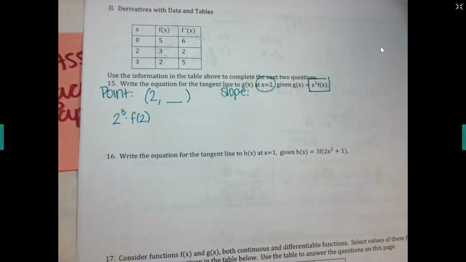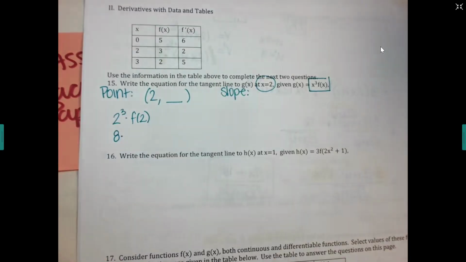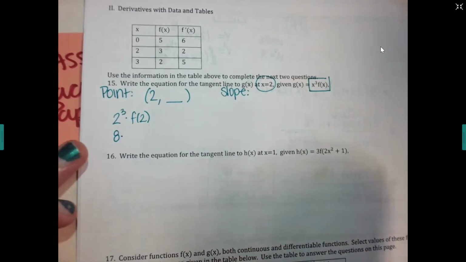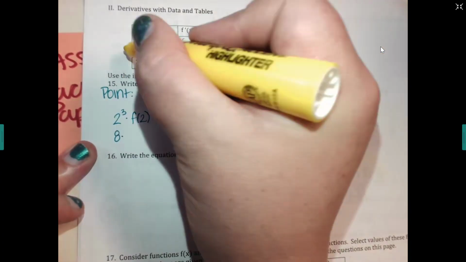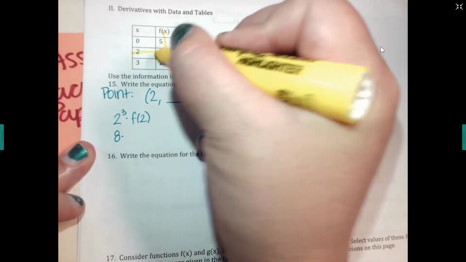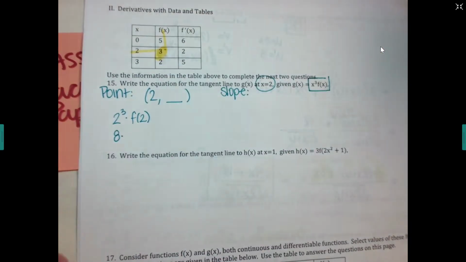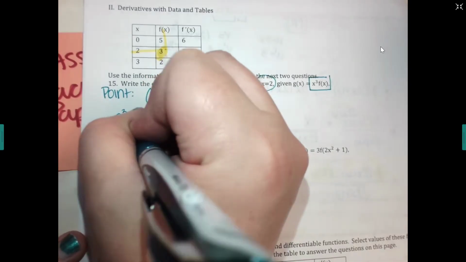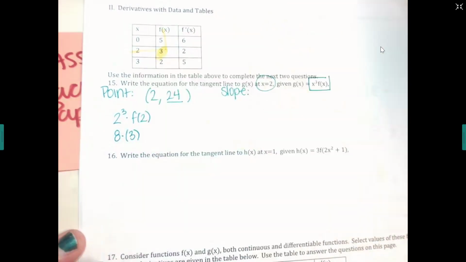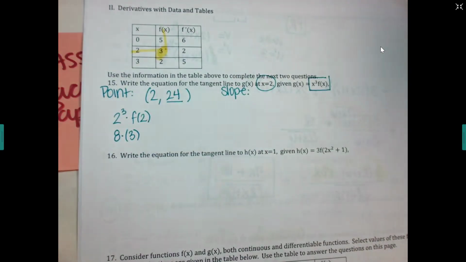What is 2 cubed the same as? And then remember, the reason you have the chart is to find the answers for the f stuff. So if I want f of 2, I would go into the 2 row, the f column, and that would give me 3. Then 8 times 3, that would be 24. So we have our point.